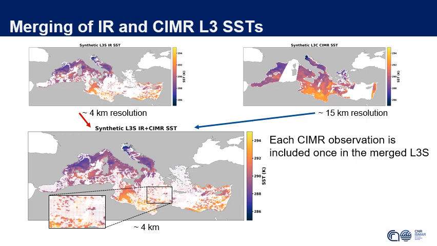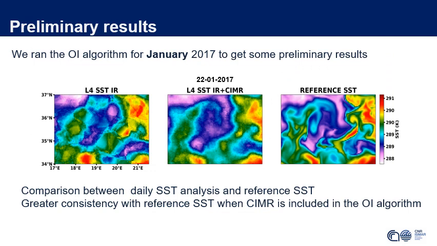Merging of infrared and CIMR SST is performed remapping CIMR data to the infrared grid, which is the one used for the optimal interpolation, and including each microwave observation once. The final result is shown in the bottom figure, with the magnified area showing in detail the gaps in CIMR data due to the merging. The preliminary results we obtained are shown in the following slides.